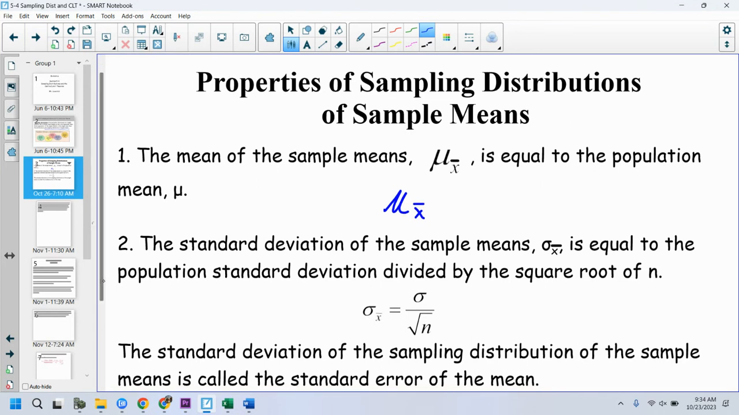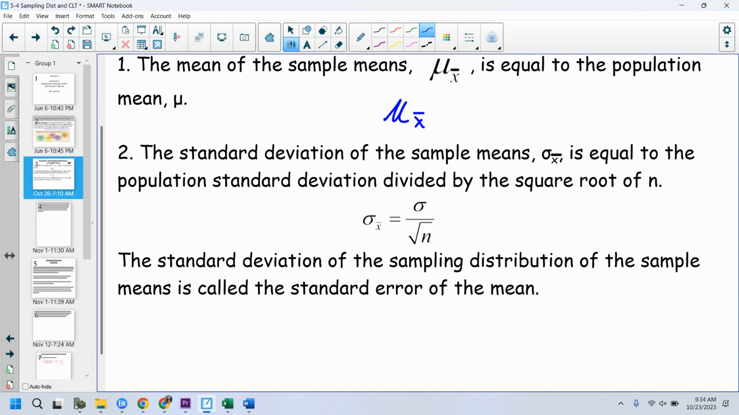The standard deviation of the sample means, that's sigma x bar. Okay? It's written sigma x bar. Sorry for my sigmas always looking like sixes. But that's sigma x bar. That is the notation for standard deviation of those sample means. It is equal to the population standard deviation divided by the square root of n.